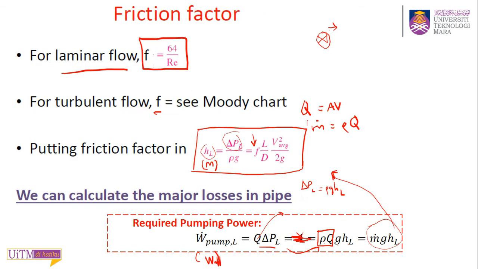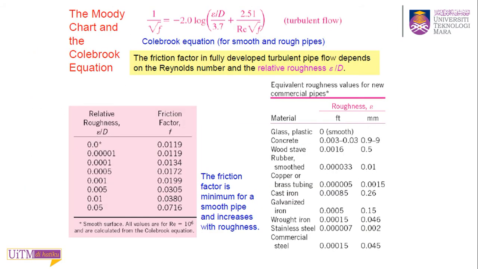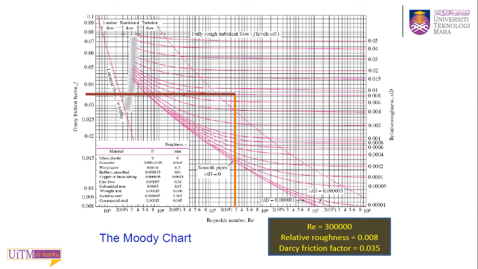Okay, so we have learned this. For laminar flow you just use 64 over Reynolds number, right? But for turbulent flow, we need to use a Moody chart. What is a Moody chart? Okay, this is the Moody chart. In your exam paper, they will provide you with this chart, right? So that you can refer to it.